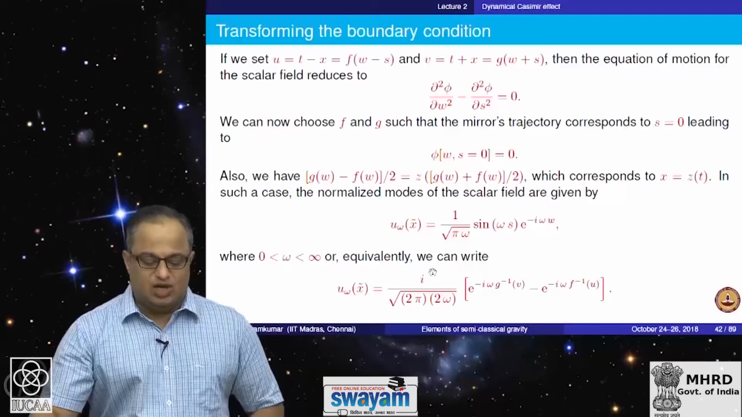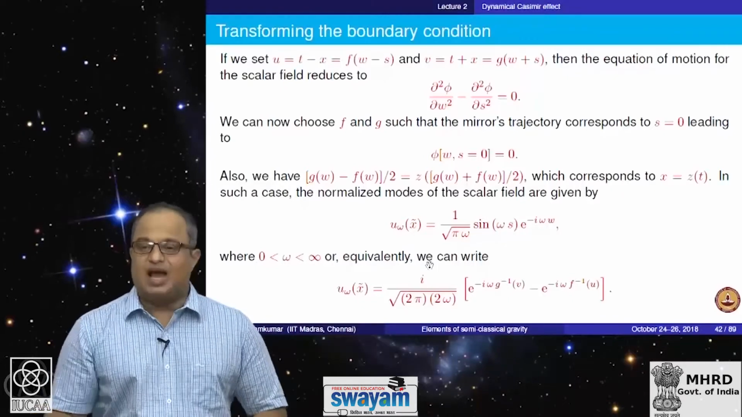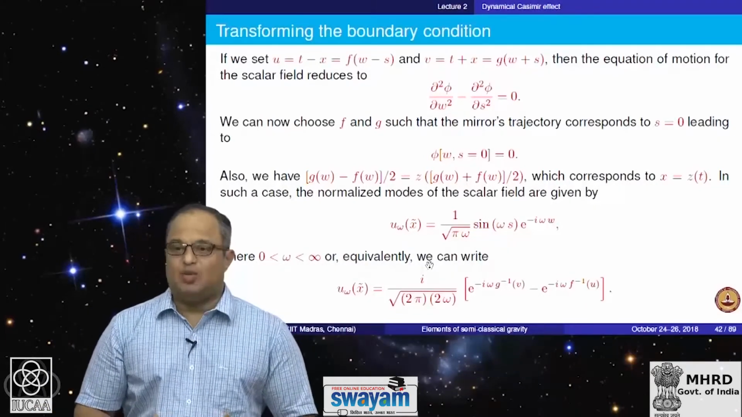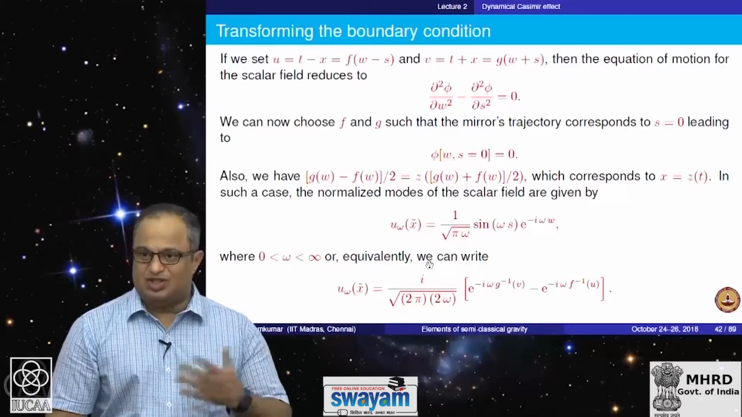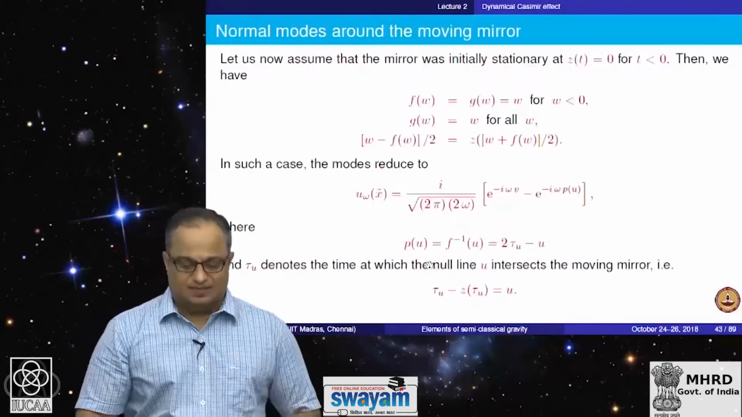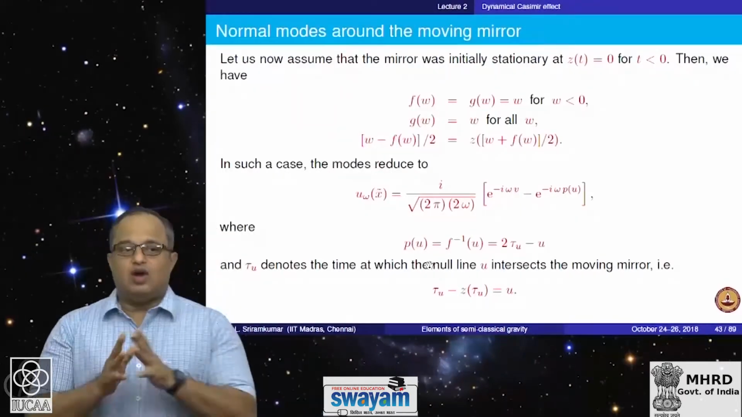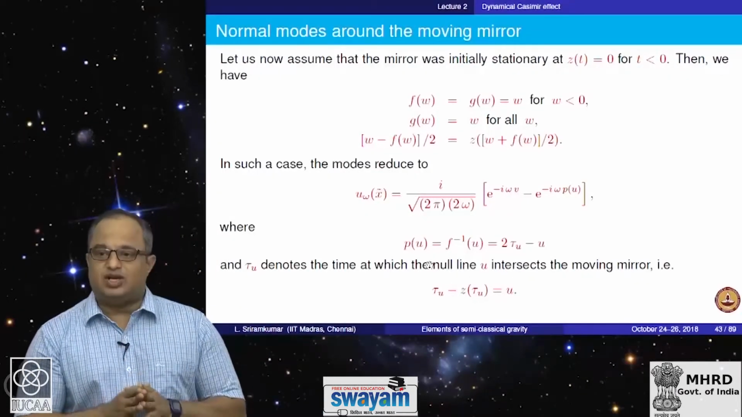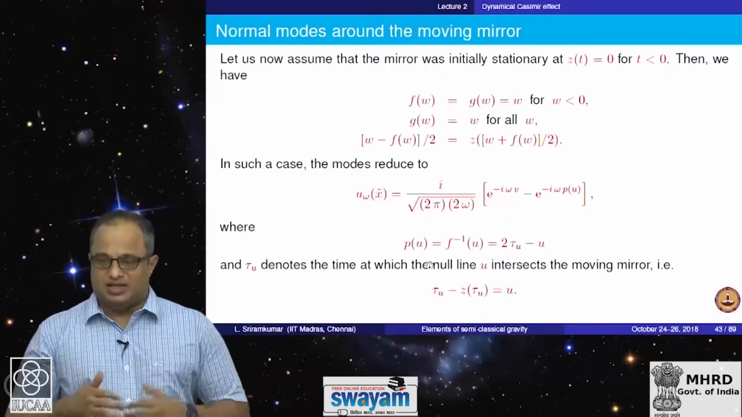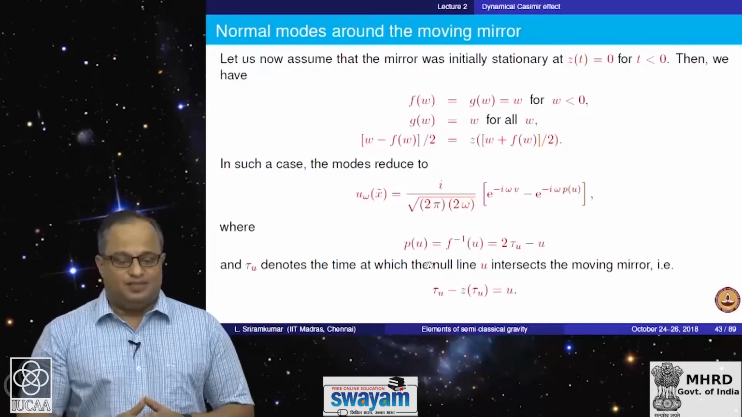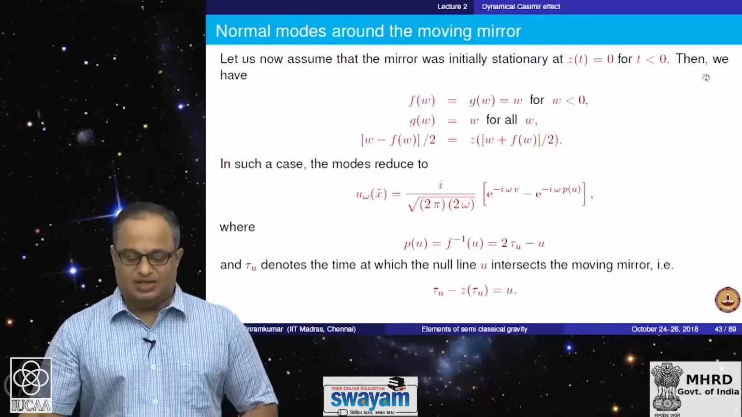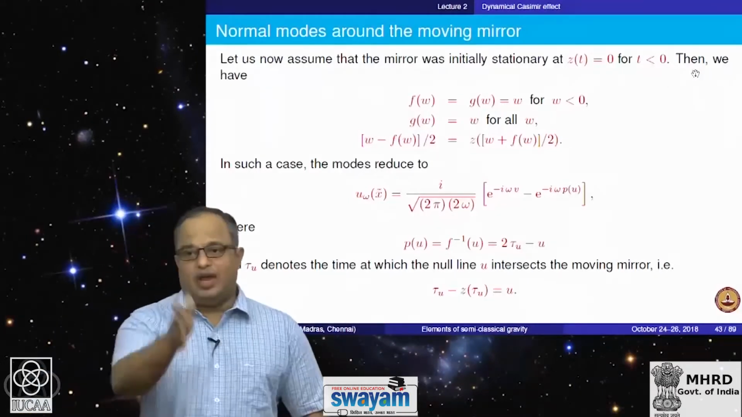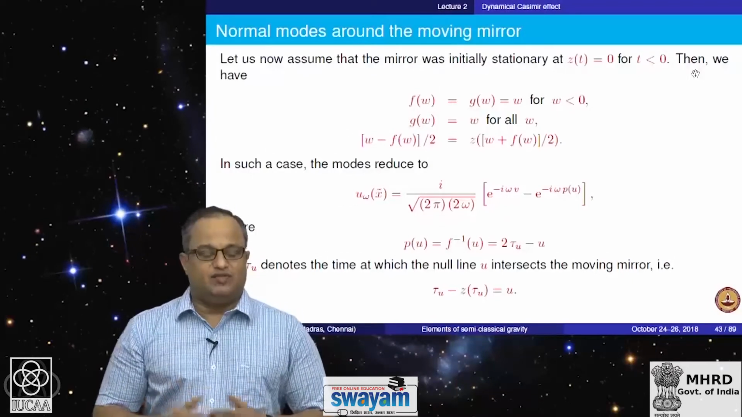I presume now you begin to appreciate why I have factors like 2 pi and 2 omega appearing. It is because of the normalization. I have assumed that these come normalized. So, what we are going to focus on is a mirror trajectory where the mirror is initially static. Let us say it is at rest at x is equal to 0 for t less than 0, and then it is moving on some arbitrary trajectory for t greater than 0.